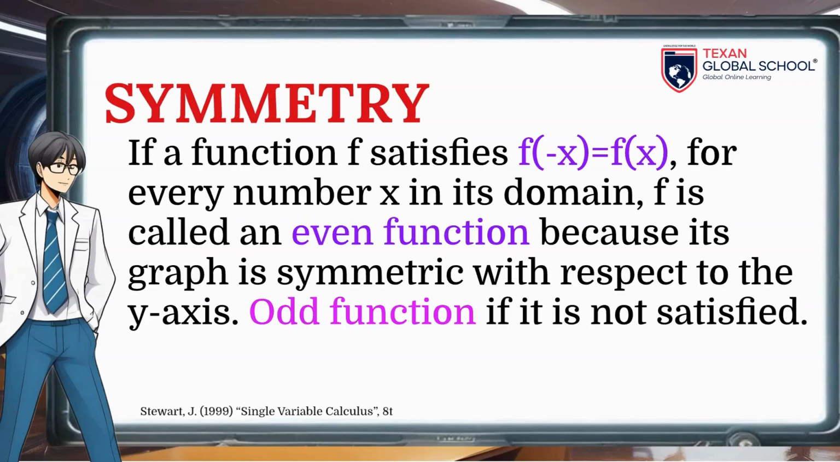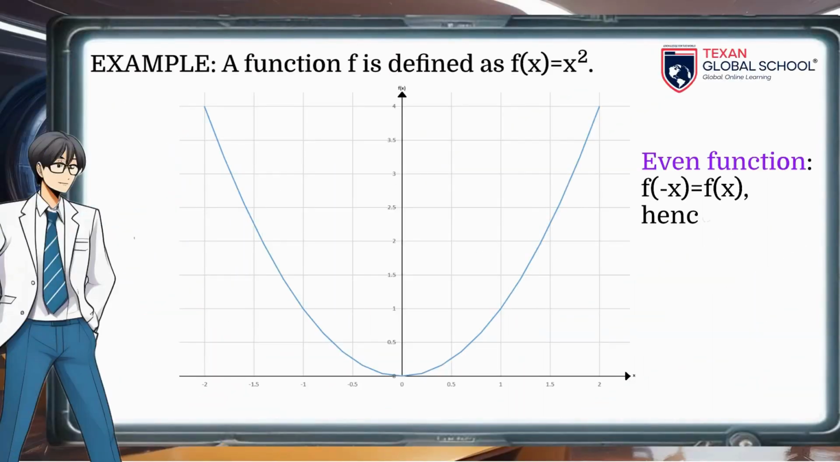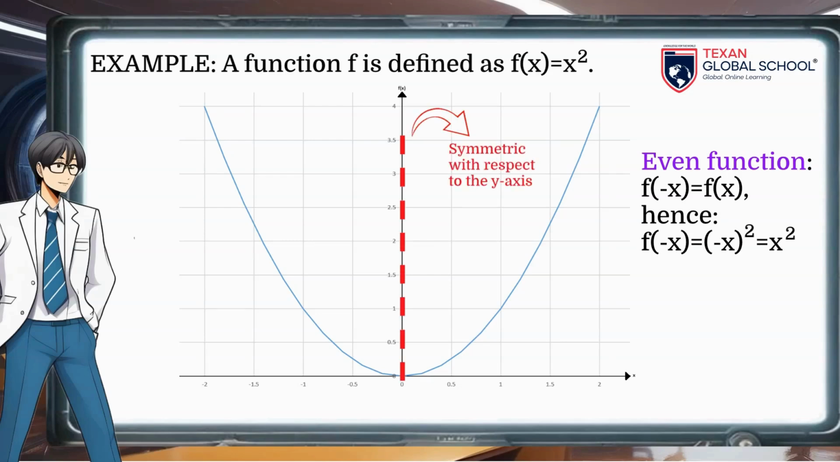Another important concept in functions is symmetry. If a function f satisfies that f of -x is equal to f of x for every real number x in its domain, then f is called an even function, because its graph is symmetrical with respect to the y-axis. We can see in this example that a parabola is symmetric with respect to the y-axis, since if we substitute x with -x, the function is not altered.